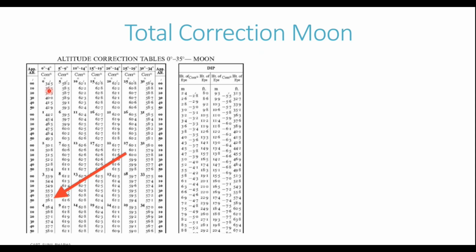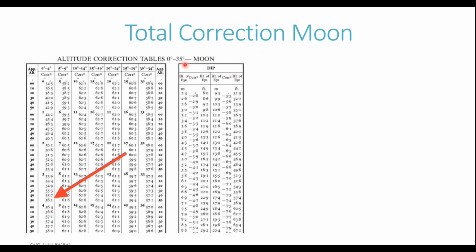Let's say, for example, your apparent altitude was 3 degrees and 50 minutes. So you will be entering into the first column. You see 0 degrees, then 1 degree, 2 degrees, 3 degrees. And then on the side, you can see the minutes, 0 minutes, 10, 20, 30, 40. So for 3 degrees 50 minutes, the correction is here, which is 56.1 minutes. So this is how you obtain the main correction.